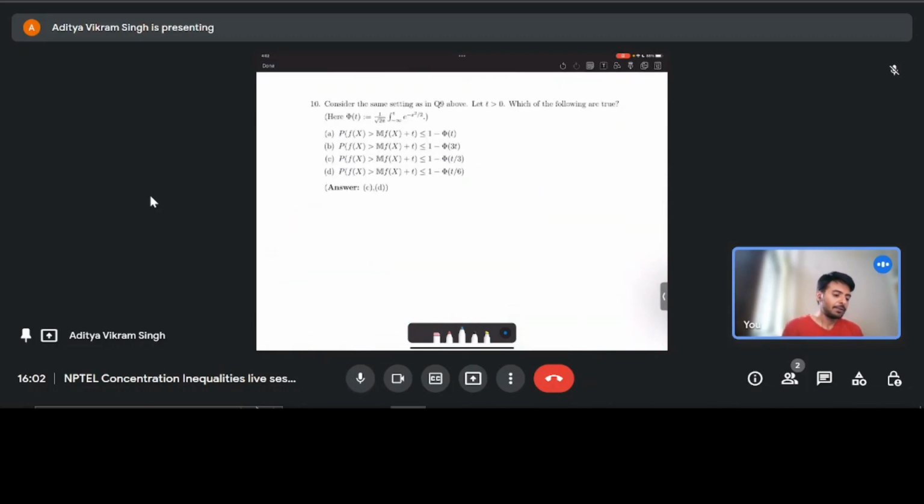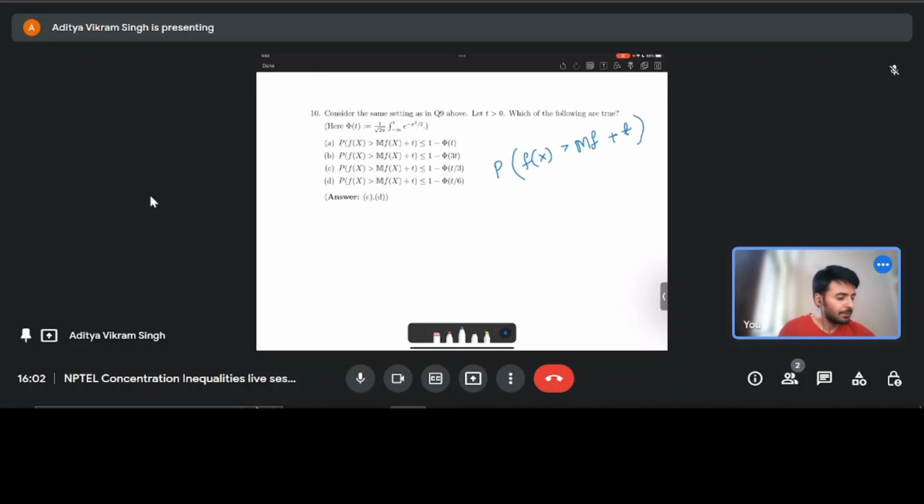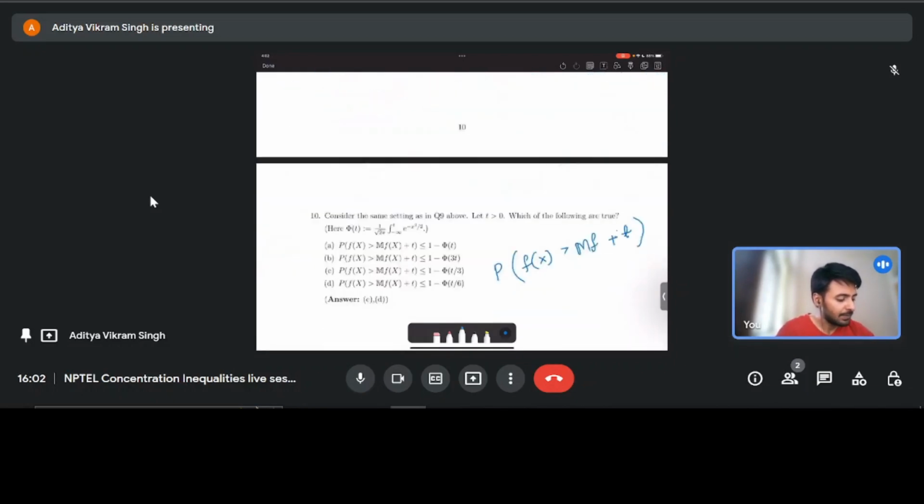Consider the same setting as in question 9 above. Let t be bigger than 0. Which of the following are true? So the probability of f of x greater than median plus t. We just saw this, so let's write down what we saw in question 9 above.